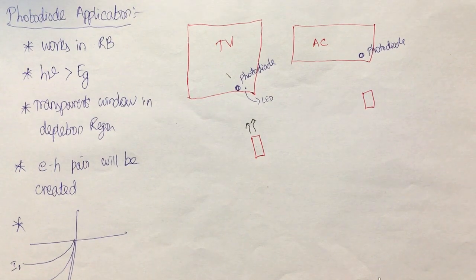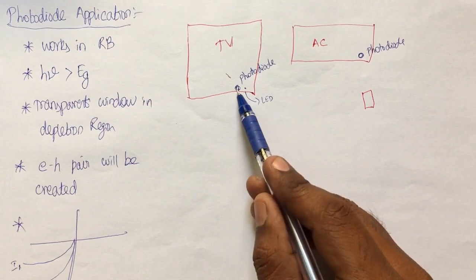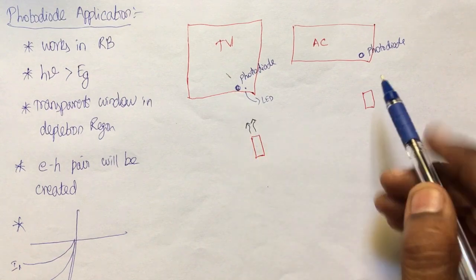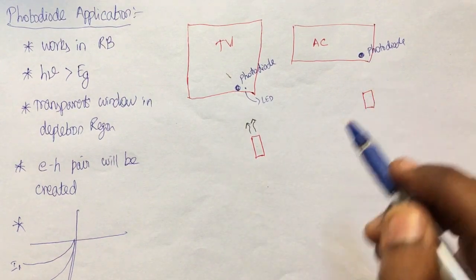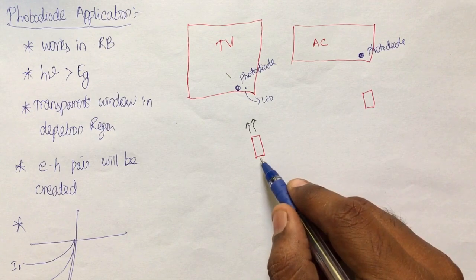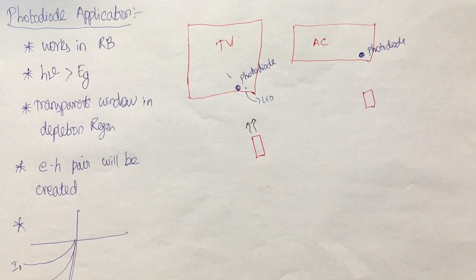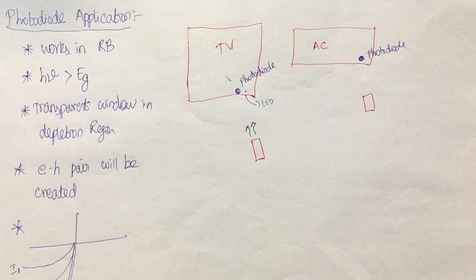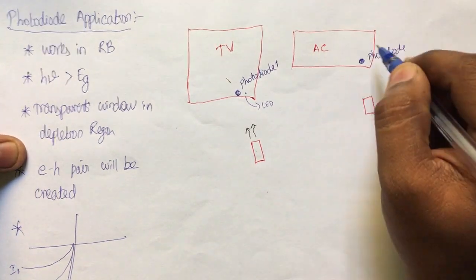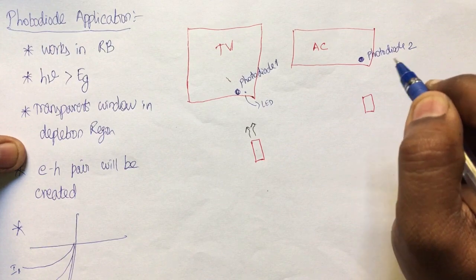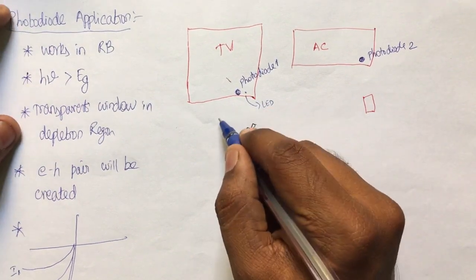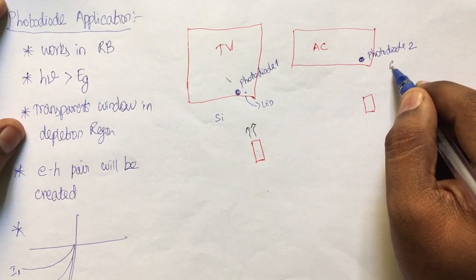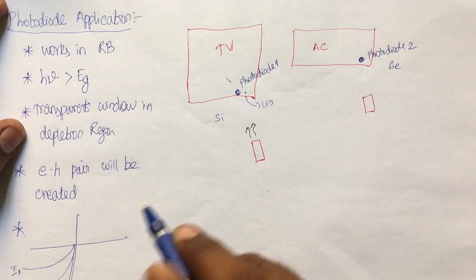Now this is the situation. Here I will use one photodiode and here I will use some other, different photodiode. Now can I use my TV remote for the AC? Will it work or not? It doesn't work, right? Now how are they making this kind of differentiation? For example, see this, it is photodiode 1 and here we consider photodiode 2. This one is made up of silicon, and here we consider this one is made up of germanium.